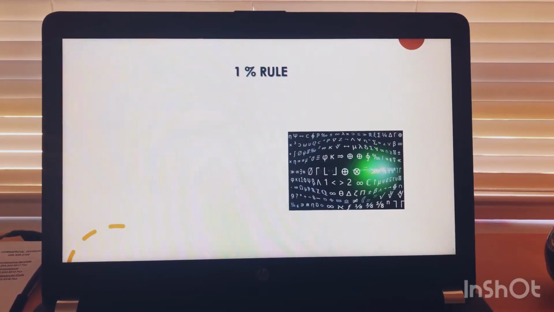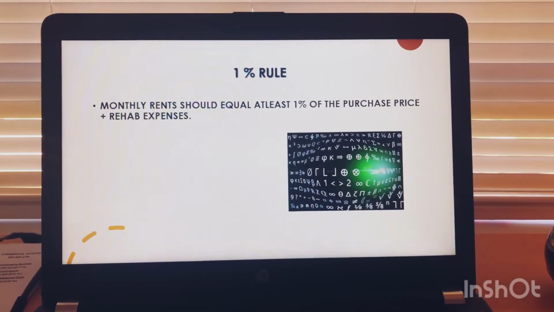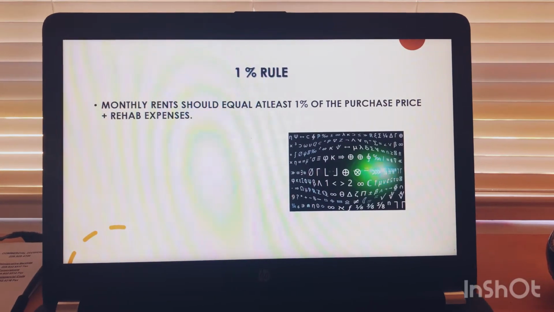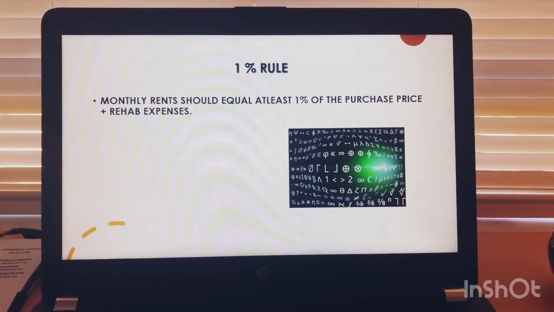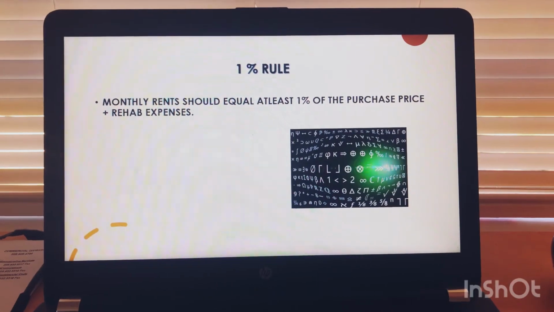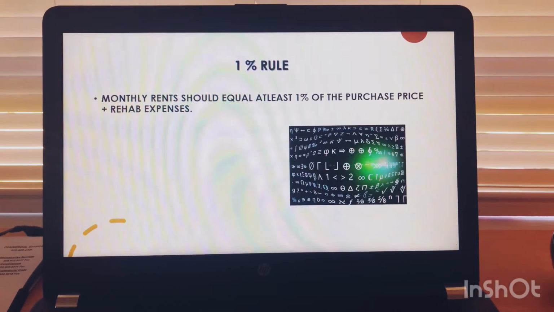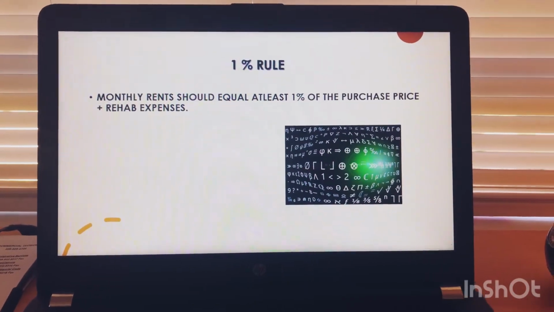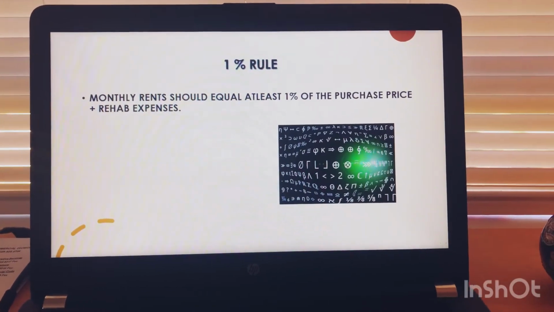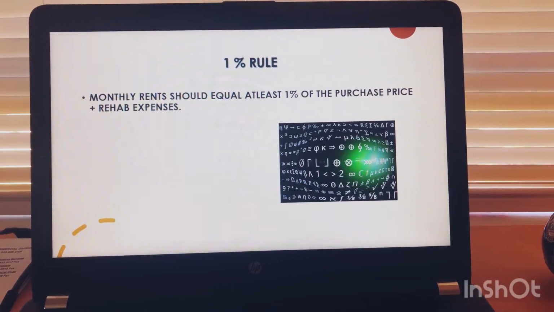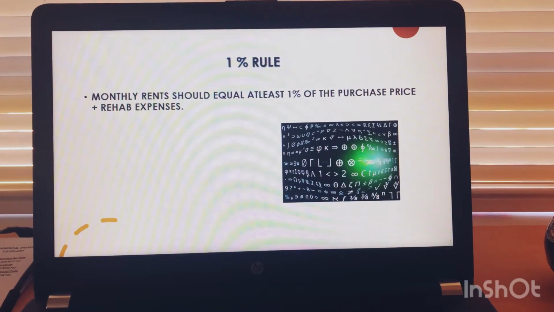It's not a hard rule. It's not something that you go by every time. It's just something you look at. It's a starting point when you look at a property. So what does this mean, the 1% rule? Well, what it means is when you look at a property, the monthly rents on that property should equal at least 1% of the purchase price plus any rehab expenses.